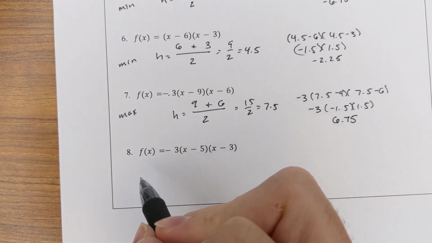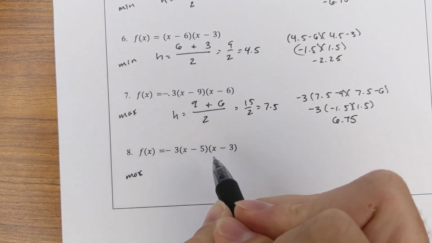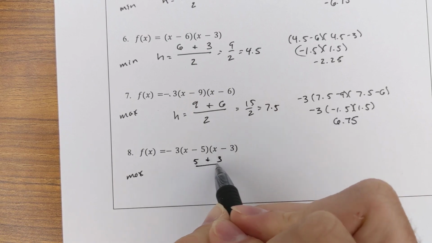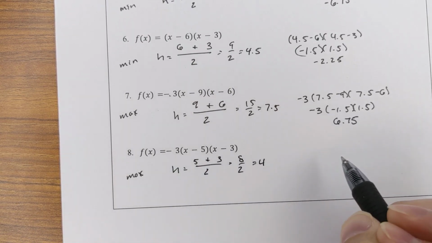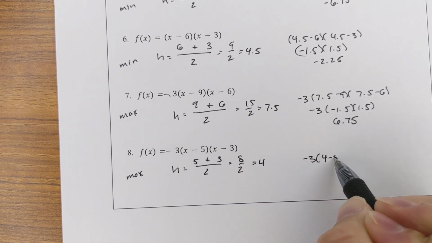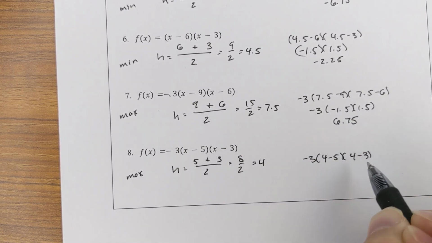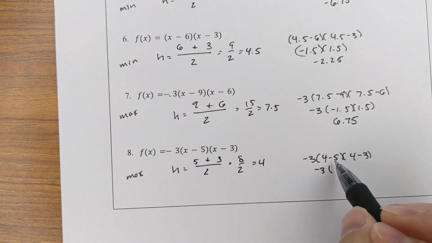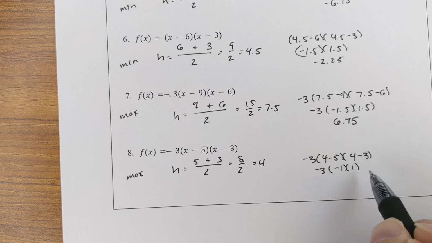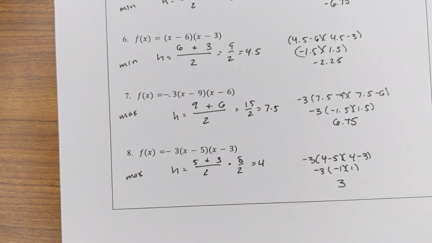And our last one, negative, so this will have a max, 5 and 3, add them up, divide by 2. So that's 8 over 2, or 4. Negative 3 times 4 minus 5, 4 minus 3. So plug it back in to find the y value. Let's see, that's going to be negative 1 and positive 1. So this all just comes out to be 3. So there is the end of our section.